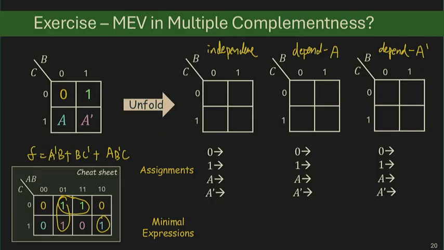What did you find? That's probably 0 is always 0, 1 is 1 in the independent case and becomes don't care in the other cases. And then we just assign the MEV to their corresponding value. Yeah, very nice. And you do get the same expression, I assume. Yeah, very nice.